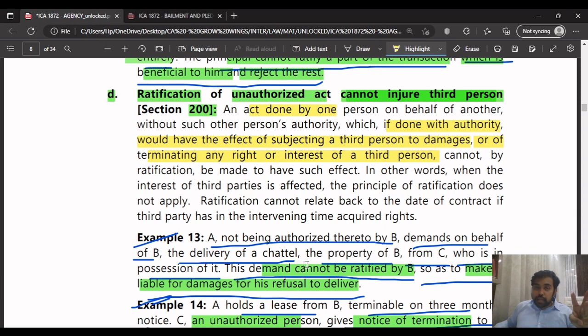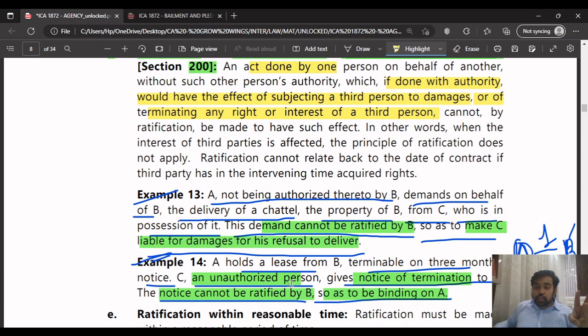Here the damage was happening to the third person. Here the lease right, the interest of the third person, was also getting affected. So you cannot make ratification have such an effect. You can write it like this: when the interest of the third party is affected, the principal's ratification does not apply. Ratification cannot relate back to the date of the contract if the third party has in the intervening time acquired rights.